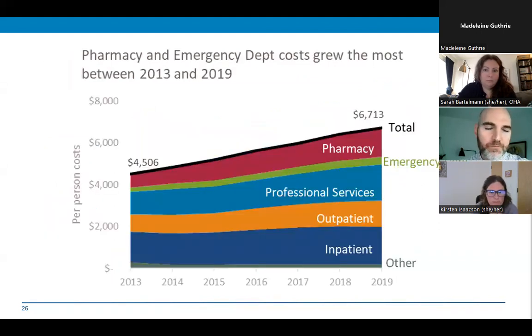So this is the same kind of snapshot, but just a different data visualization here. So you can see kind of how these things stack up. So the total, this darker black line, total spending from 2013 to 2019, $4,506 all the way to $6,700. Pharmacy had significant growth. Emergency department had second highest growth. So you can kind of see how these things cumulatively kind of stack up. Let's go to the next slide.